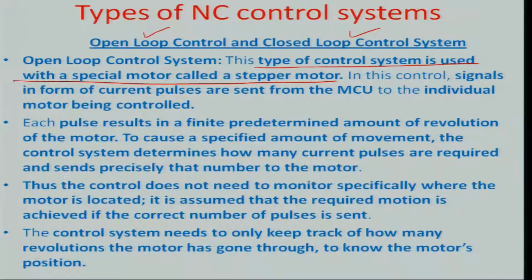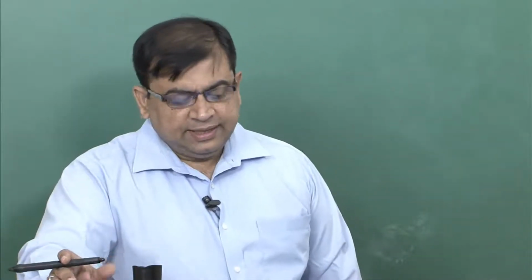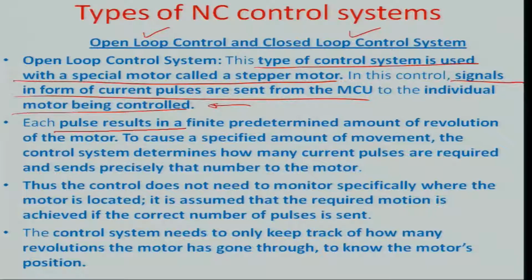So in this you have signals in the form of current pulses, and they are sent from the MCU or the main control unit to the individual motor being controlled, and there are many such stepper motors all round the whole NC system which would allow it to have this relative motion control between tool and workpiece as needed, and each pulse would result in a finite predetermined amount of revolution, very precisely controlled. So you don't have an undershoot or an overshoot problem in this particular case.